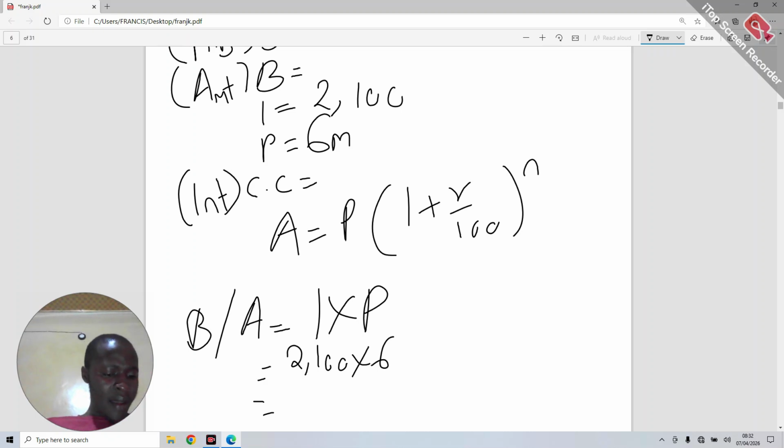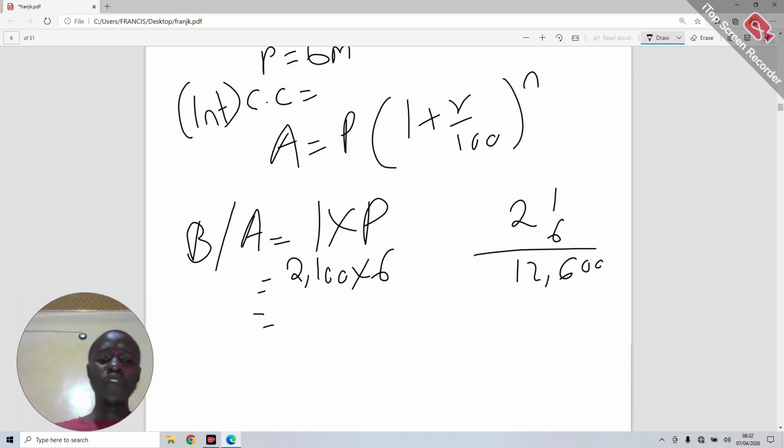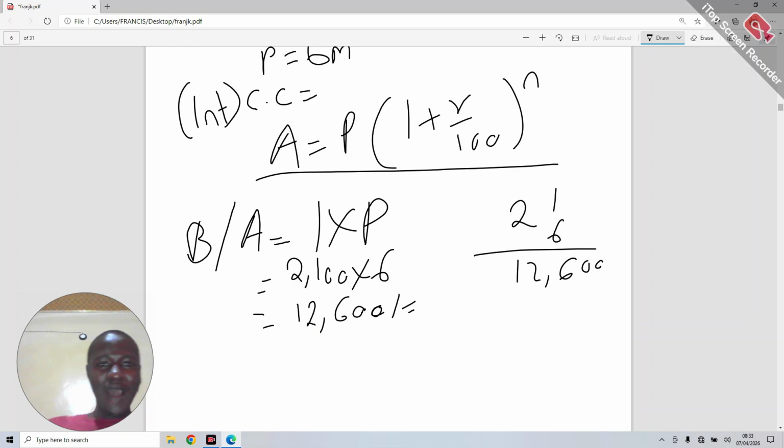Now, pressing it, we can have 21 multiplied by 6. We have 6 by 2, 12. Then we add those 2 zeros, having 12,600. So our balance, if you take 2,100 multiplied by 6, you get 12,600 Kenyan shillings. So we have amount. We already have it.